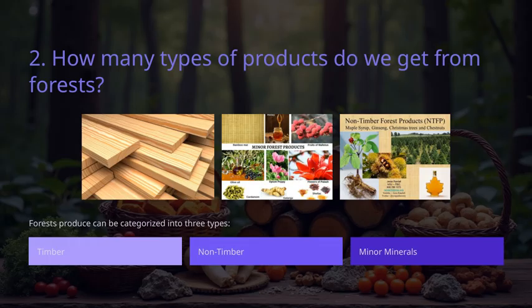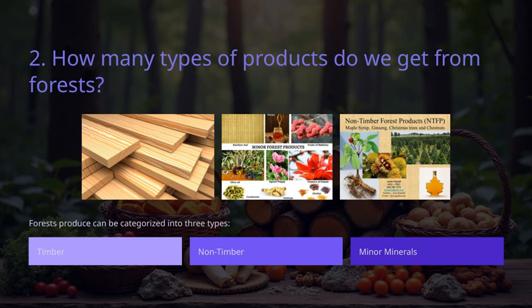Next, we have non-timber products. These include items like fruits, nuts, medicinal plants, and resins. These products are valuable too, especially for local communities, as they often provide livelihood opportunities without the need to cut down trees. Finally, there are minor minerals.